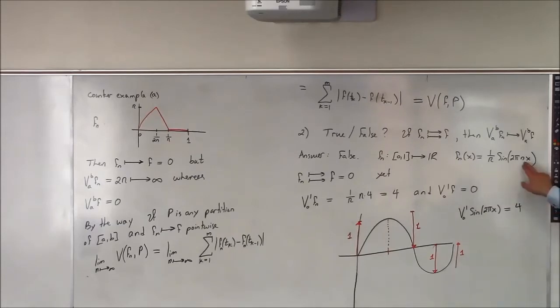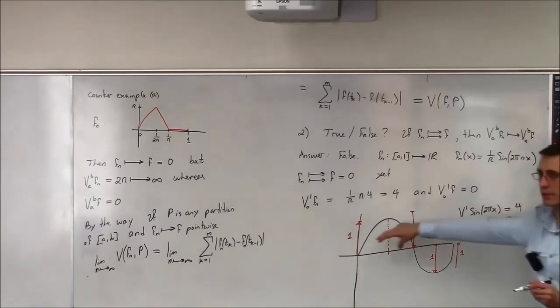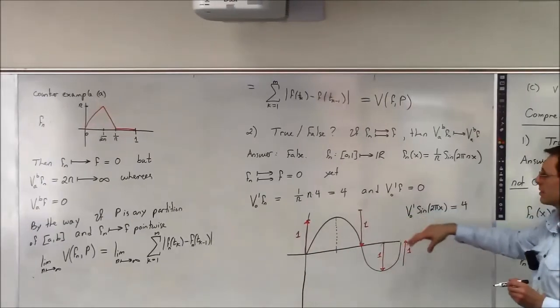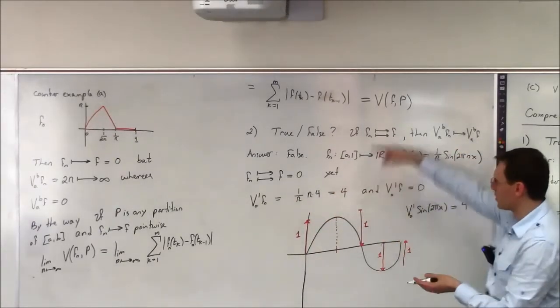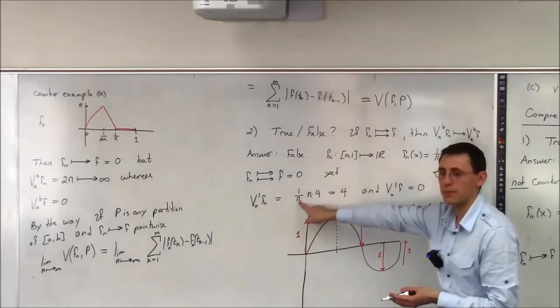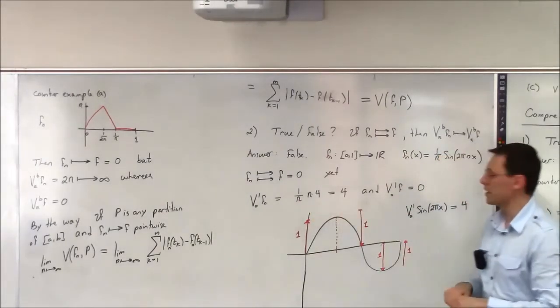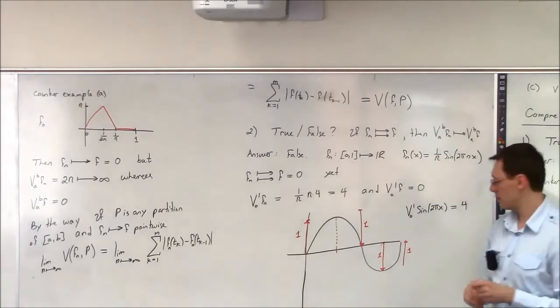Now, if I increase the frequency, then in this interval between 0 and 1, I have n copies, right? So it's n times 4. And instead of jumping all the way up to 1, they now jump all the way to just 1 over n. So the variation is just 4. Okay? Good?